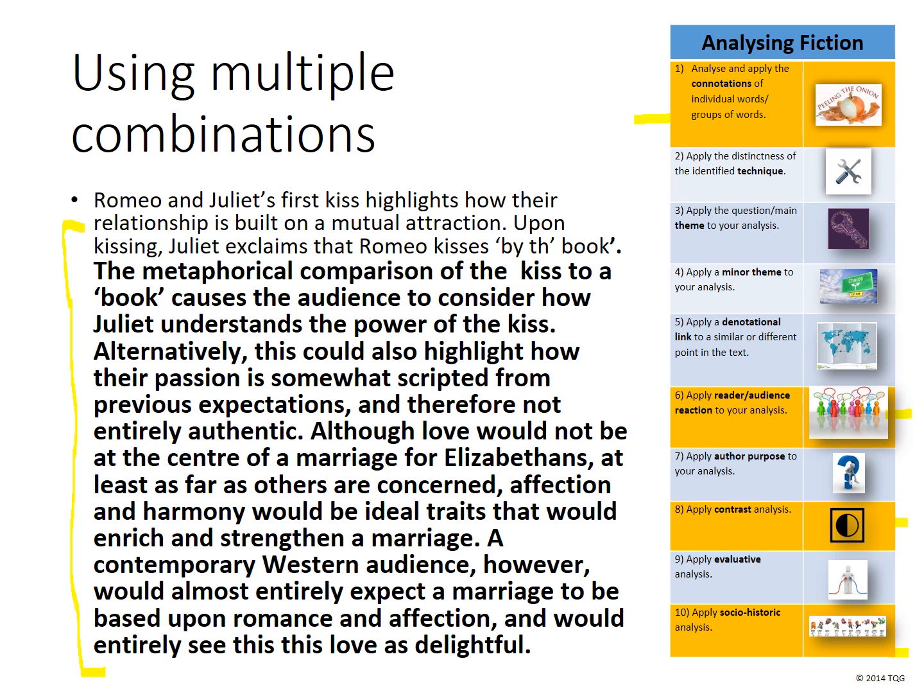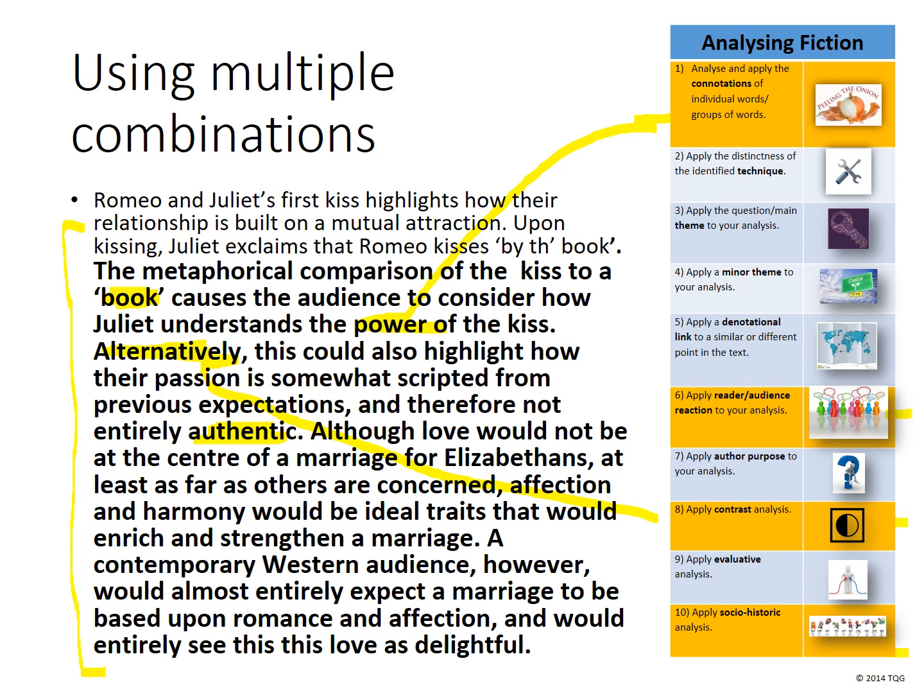So let's have a look then. The metaphorical comparison of the kiss to a book causes the audience to consider how Juliet understands the power of a kiss. So the power of the kiss trying to be the connotations for book. A book offers power. Alternatively, so that's our contrast analysis, this could also highlight how their passion is somewhat scripted from previous expectations and therefore not entirely authentic.